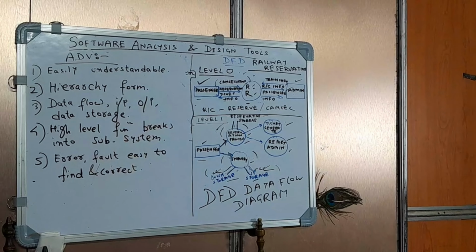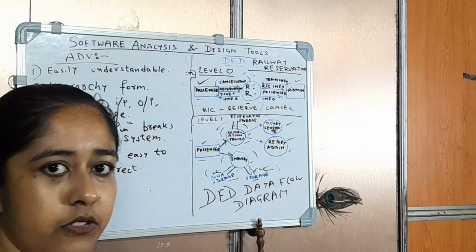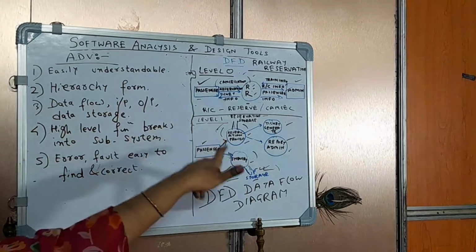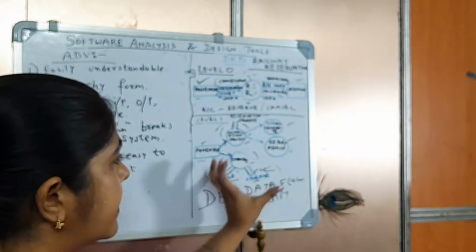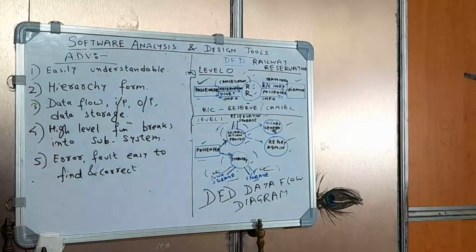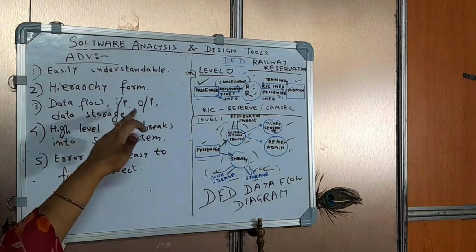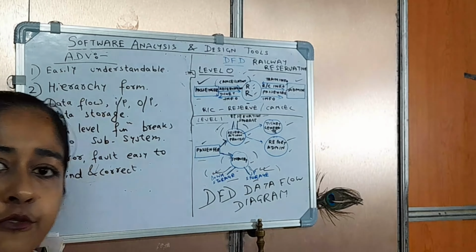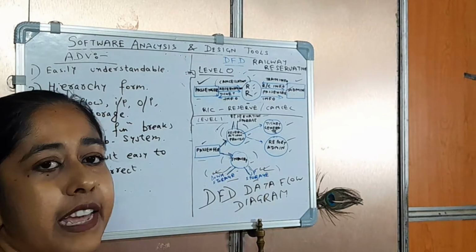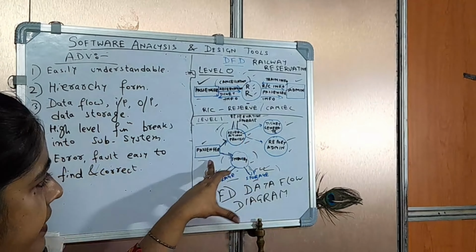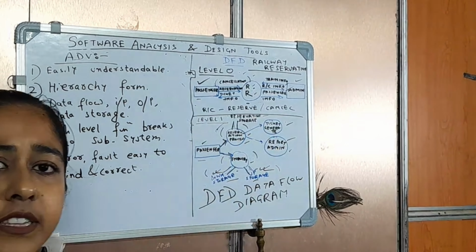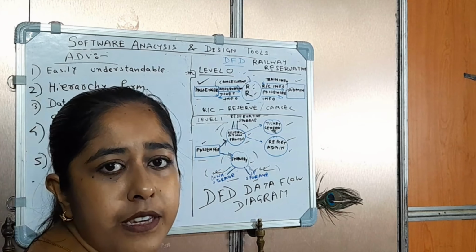First, it is easily understandable, because it is in a pictorial form. Second, it is in a hierarchical form: there is a hierarchy, some entity is there, some data flow is there, along with input, output and data storage. In a flowchart, only the flow can be shown, but here everything is there: your entity, your process, your data flow, your data storage. So you get everything inside a single figure.